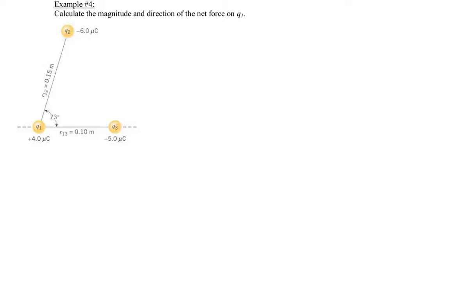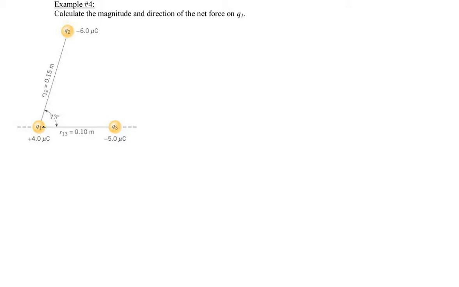Welcome to example number 4. We have the vector addition of forces. Shown in the problem, we have 3 point charges with their amount of charge listed and the distance that separates each of these charges from charge 1. We're asked to find the magnitude and the direction of the total force of these two charges exerting on Q1.